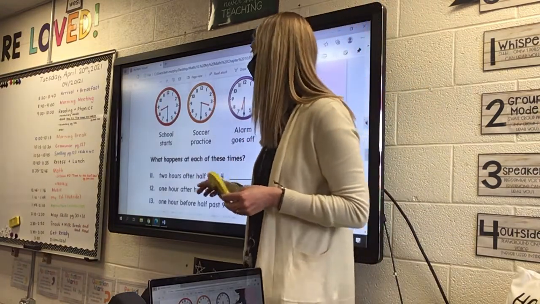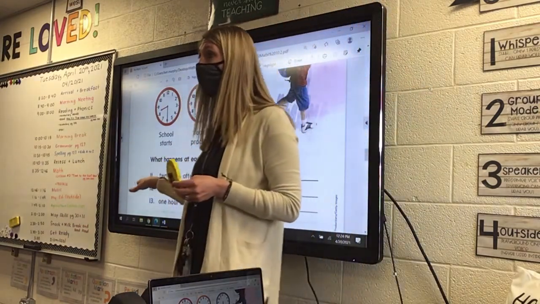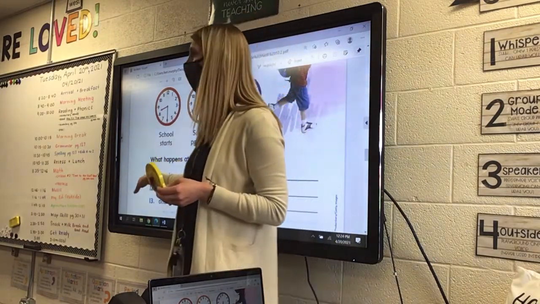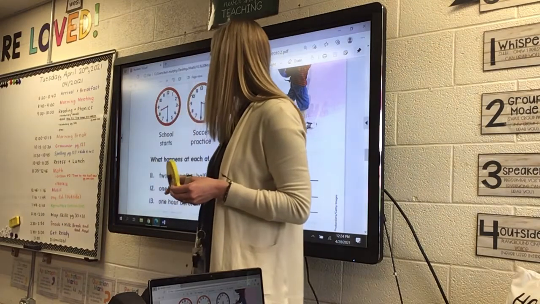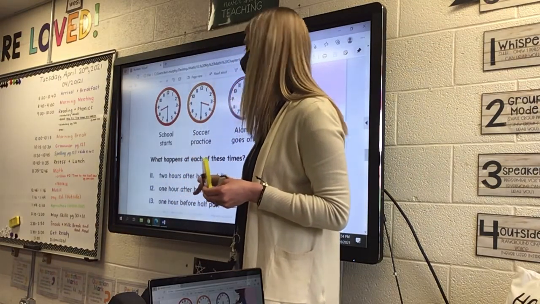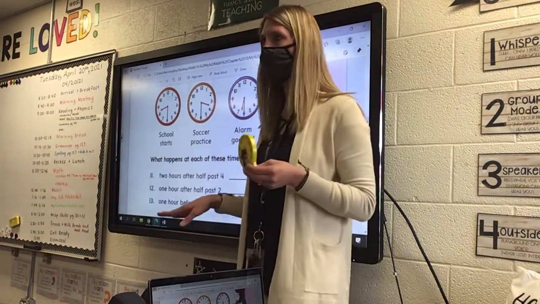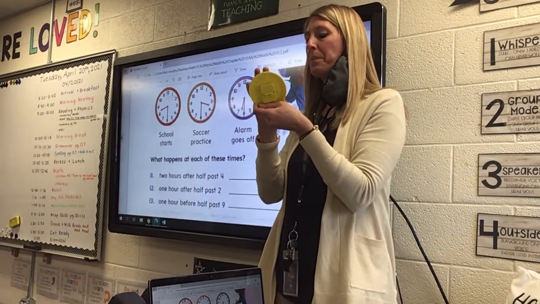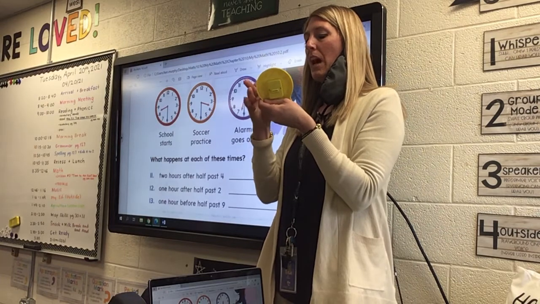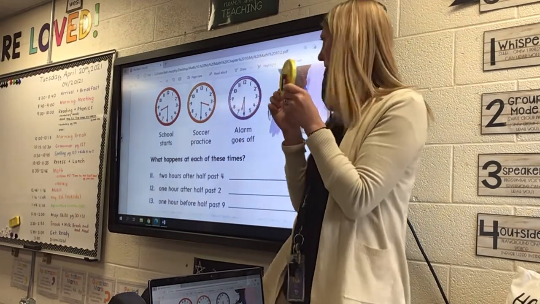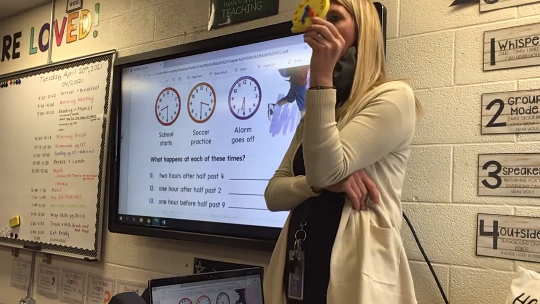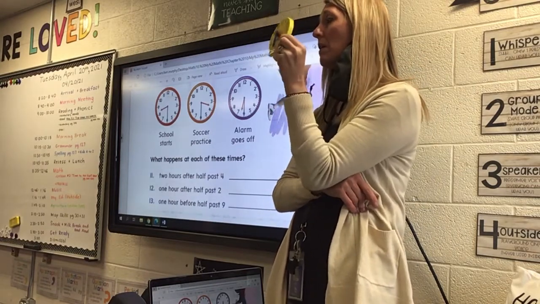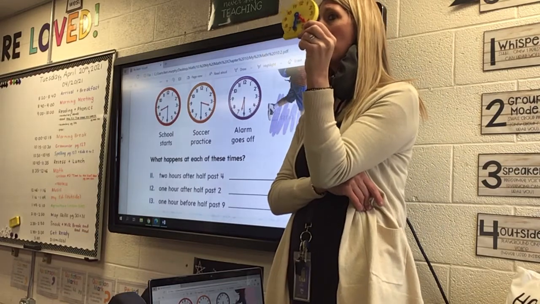All right, now we're going to read these, because sometimes you're going to have to read them and figure out the time. Number 11 says 2 hours after 4:30. So let's stop and think. Let's make our clock say 4:30. Mason, are you participating? 4:30. Show me that.